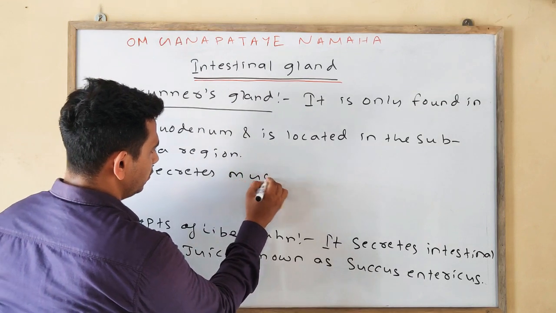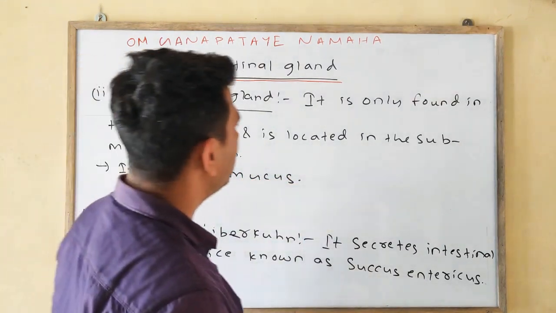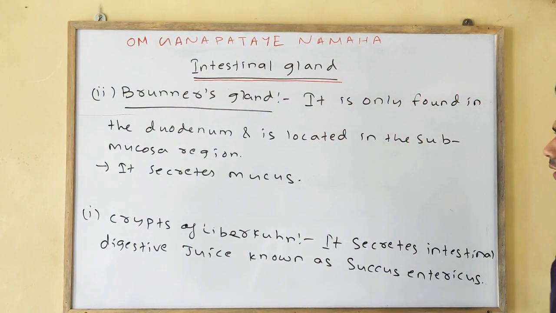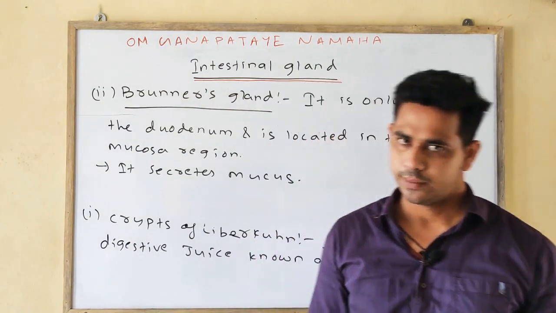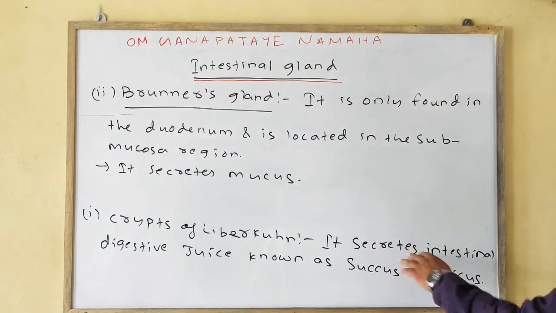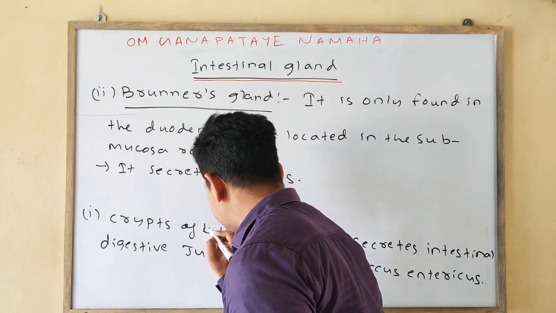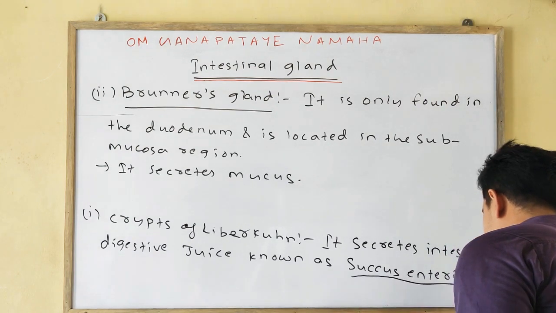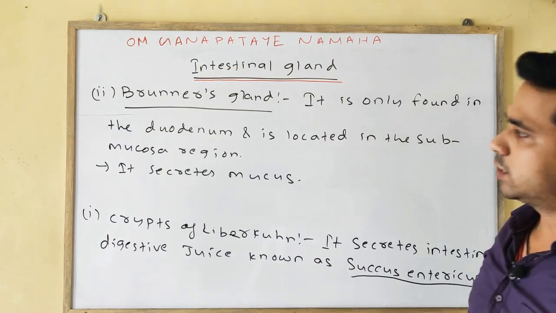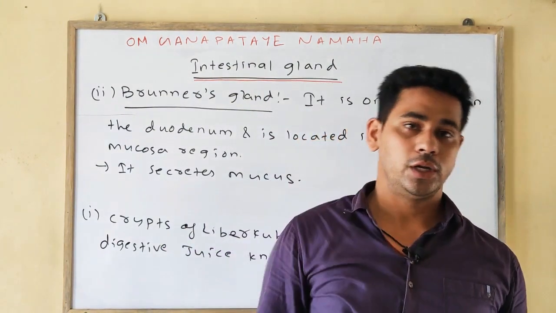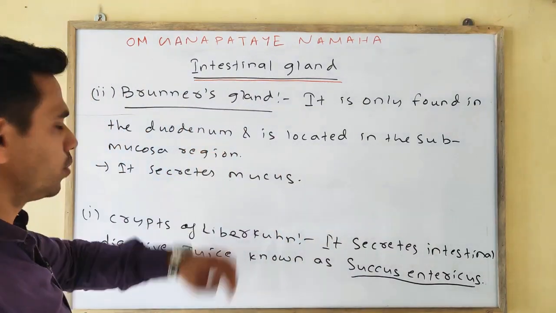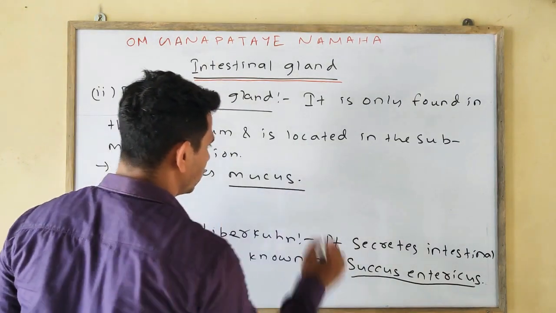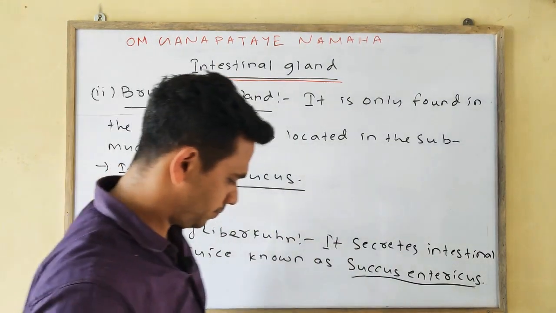So the Brunner's gland is found only in the duodenum region and is located in the submucosa region. It secretes basically mucus. The crypts of Lieberkühn secrete the intestinal digestive juice such as succus entericus, which is also known as the intestinal juice, whereas the Brunner's gland secretes mucus and is found in the duodenum region, located in the submucosa region, meaning beneath the mucous membrane. It secretes mucus. Please note down.